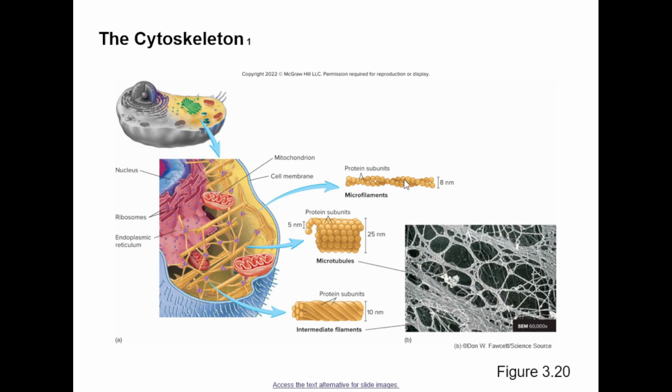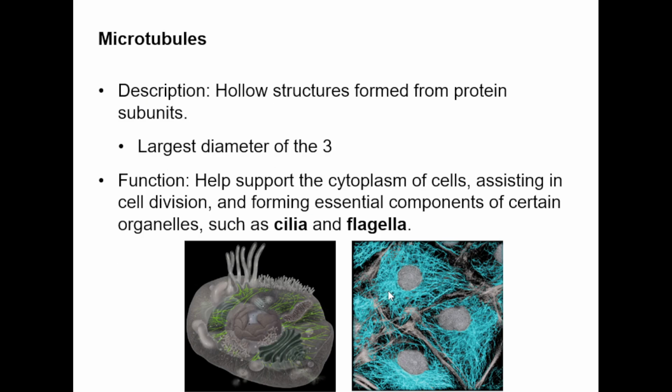So, anong number one difference nila? Diameter. Pinakamalaki, microtubule. Sumunod, intermediate. That's why they are called intermediate. They are the middle. And then, the thinnest is the microfilament. Okay? So, let's start with the microtubules. Microtubules, again, is the largest of the three. And they are characterized as hollow structures or hollow tubes made up of proteins.